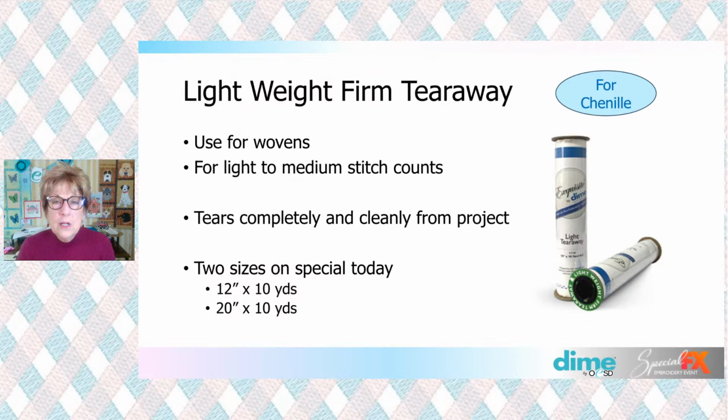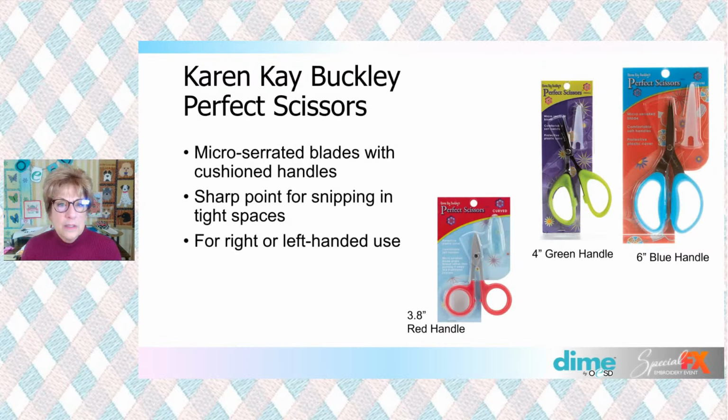For chenille, I also would recommend the lightweight firm tearaway. So here's the firm tearaway coming in. You can use it for wovens. It's for light to medium stitch counts, which those bean stitches, which is what your chenille is going to be, are perfect for. And it'll tear cleanly away from those bean stitches without tearing them out. And those Karen K. Buckley scissors are perfect for clipping your chenille or for clipping your fringe.